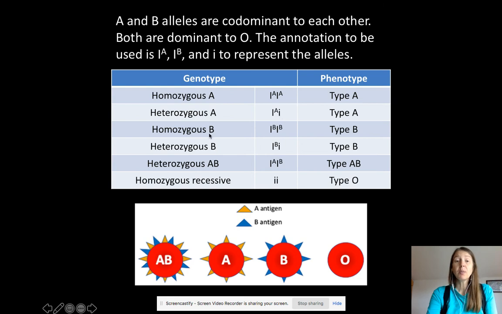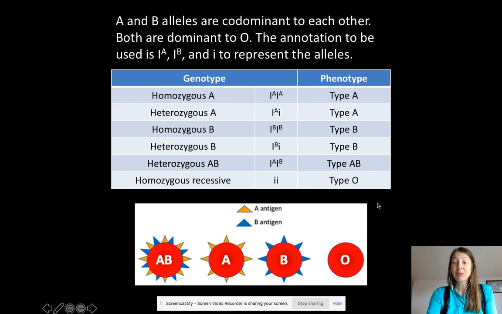You can be homozygous type B, so you've got two of the B alleles. You can be heterozygous for type B, so you've got one B and one O, but B is dominant to O, so you would still be type B. Or you can be heterozygous AB, so you have the A and B. These are codominant to each other, so you have both type A and B blood. You express both of those proteins on the surface of your cell. And then if you're homozygous recessive, two recessive genes, then you're type O, okay? So there's two ways to be type A, there's two ways to be type B, and then there's only one way to be AB and one way to be O.